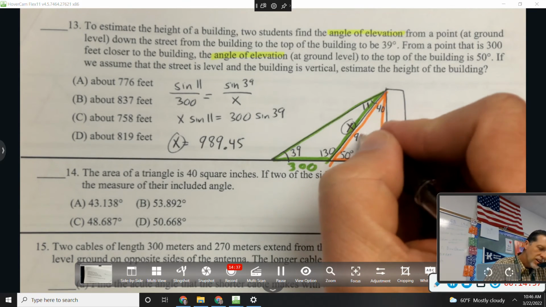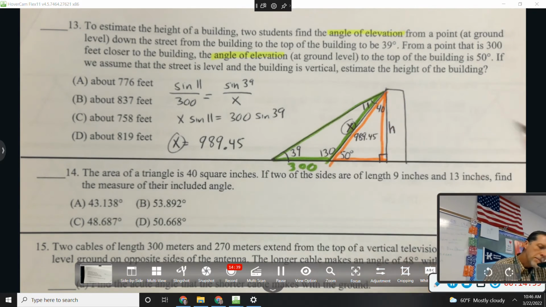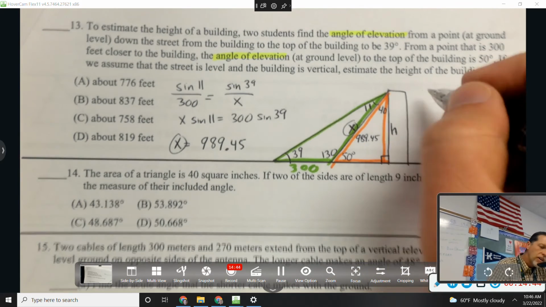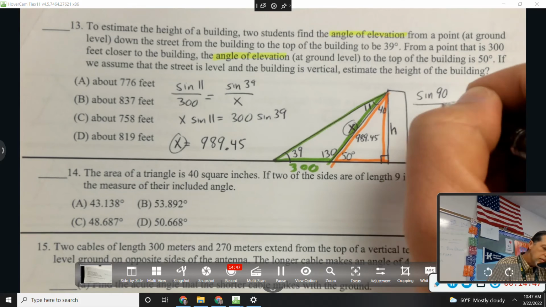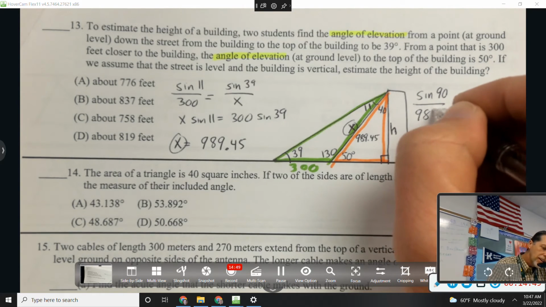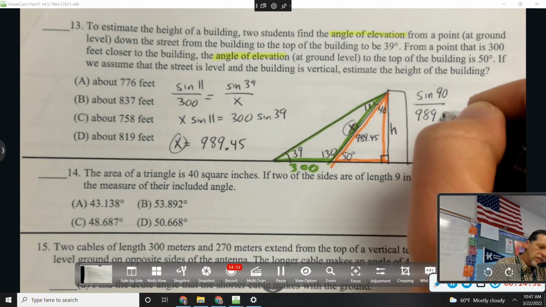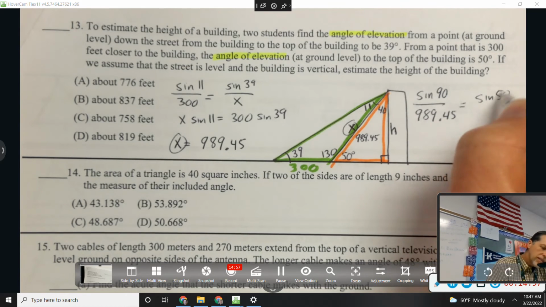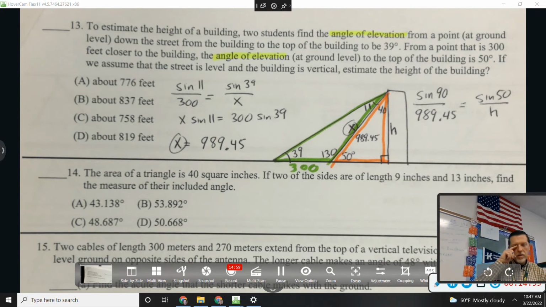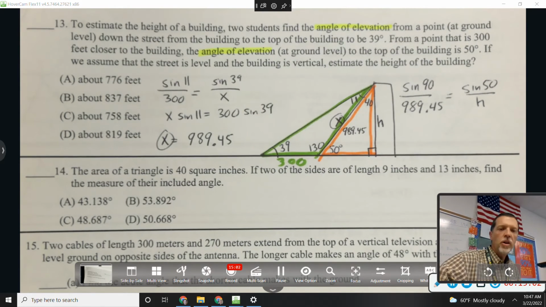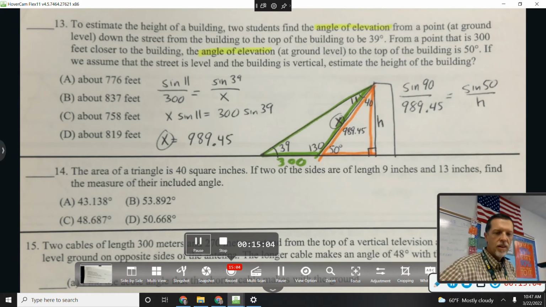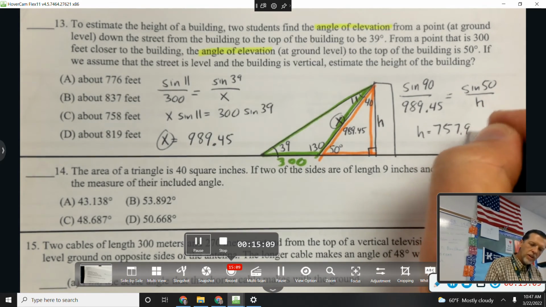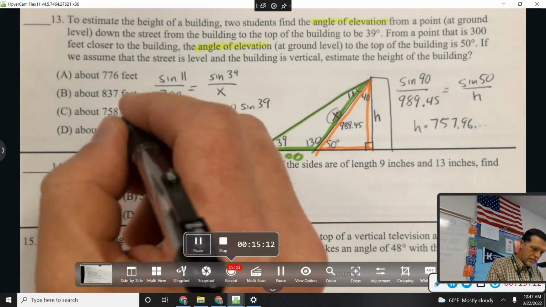90 and then 15x or h. We can do law of sines again because we have a pair now. Sine of 90 over that 989 that we just found equals sine of 50 over h. Press pause and let you do the calculator on that. And you get 757.96, but about 758.